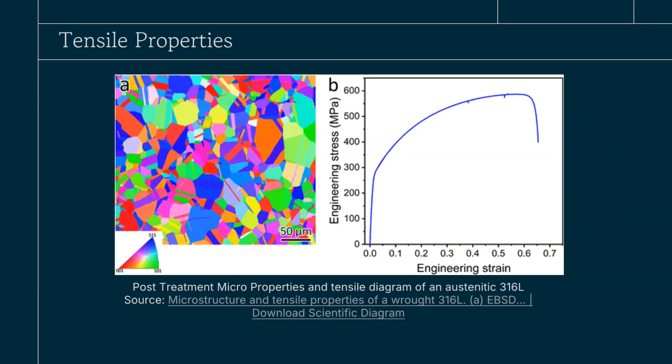So now, as for the tensile property, here is a diagram of the grain microstructure, and here is a diagram of the engineering stress over engineering strain of the austenitic 316L, which is the type explored from the Cast and Wrought.